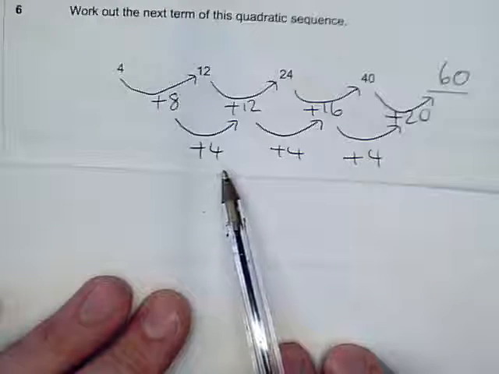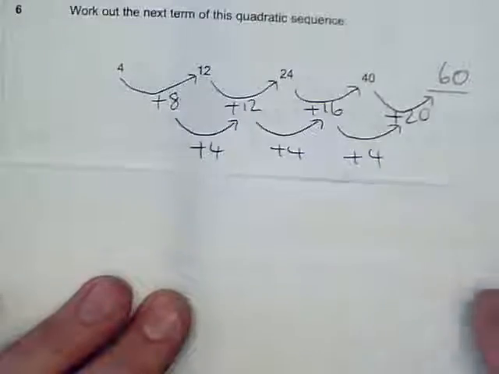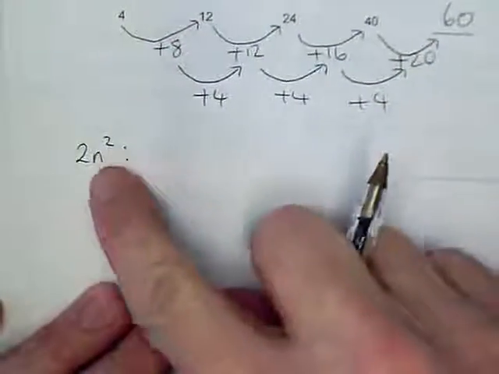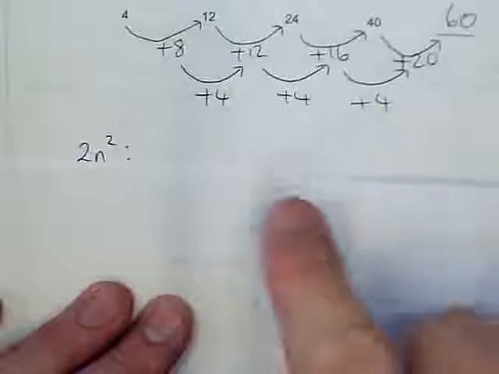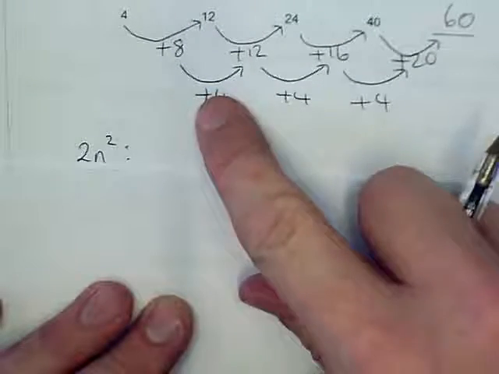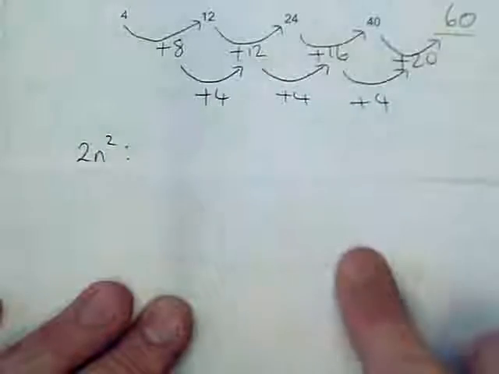To find the nth term, what I need to do is half the second difference. So half of 4 is 2, so that means my nth term would be 2n squared. Okay, so we know it's going to be n squared because it's quadratic, and the number in front is always half this value here. So if this was a 5, then it would be 2.5 n squared, and so on.